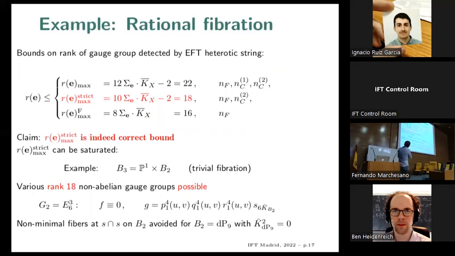So if we take this second type of moduli into account, we would get as our rank of the gauge group 18. And this 18 can in fact be realized. So we can, for instance, get a rank 18 gauge group as a product of 3 copies of an E6.